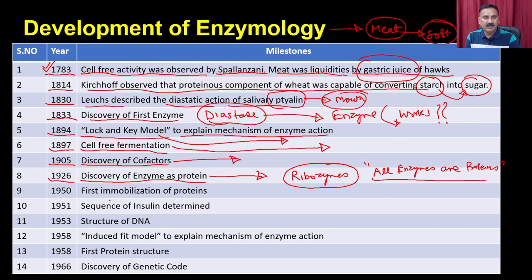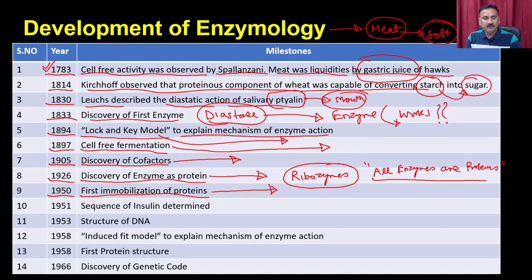Then in the year of 1950, the first immobilization of the proteins. So people have tried to reuse, because enzyme is soluble in water. So when you want to get the product, you are also going to get the enzyme. So people started using the immobilization of enzymes so that the enzyme will remain within the vessel, and then you can keep catalyzing the same reaction again and again.